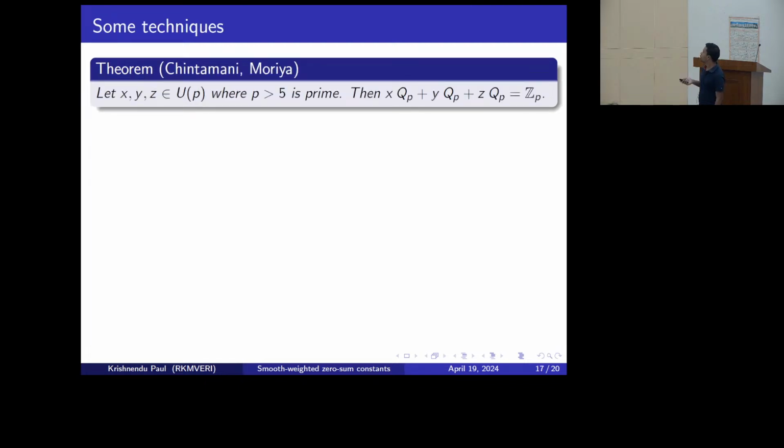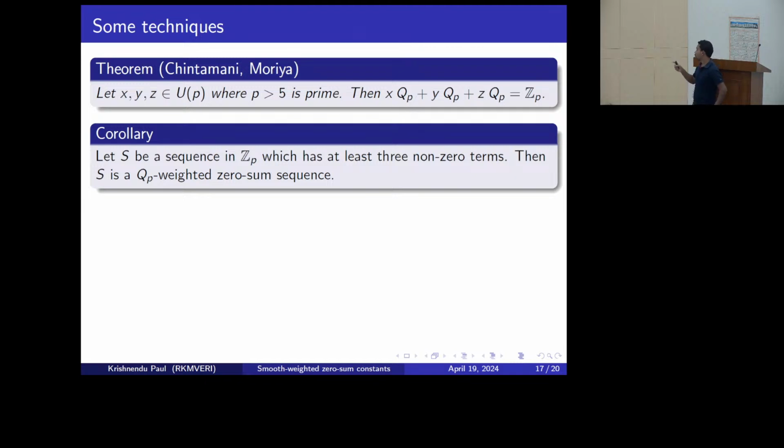So first one, Chintamani Moria, which says that if we take 3 units, then the QP weighted sum set of 3 units is whole ZP. Next one is the corollary of the Chintamani Moria result, which is that if we take a sequence of 3 non-zero terms, then it will be a QP weighted zero sum sequence.